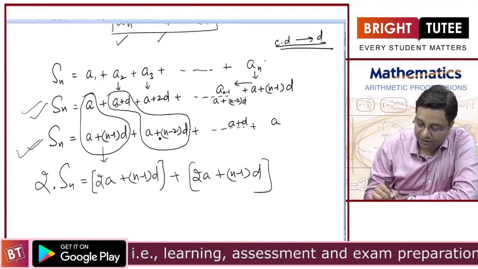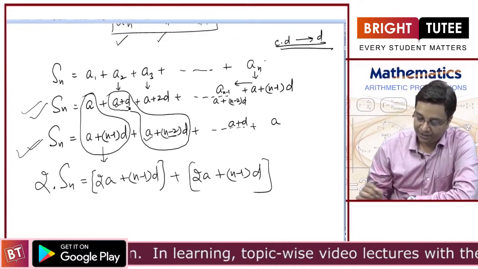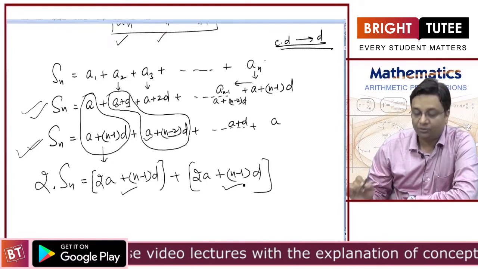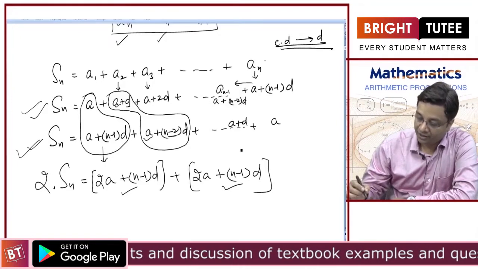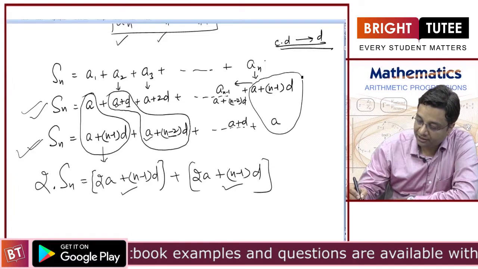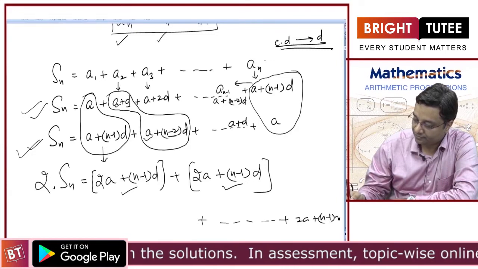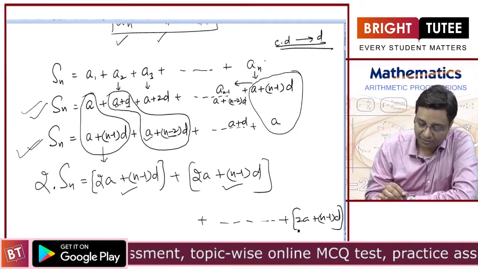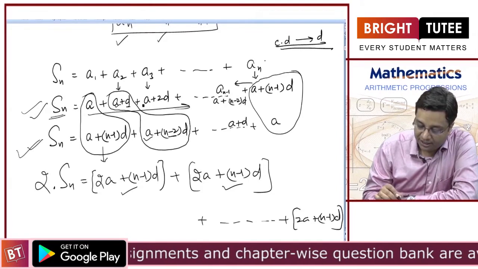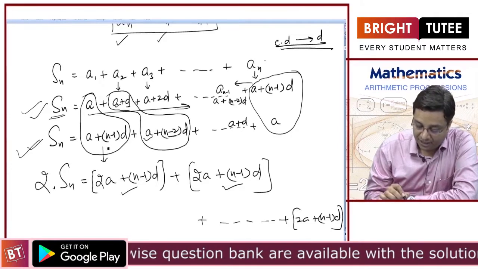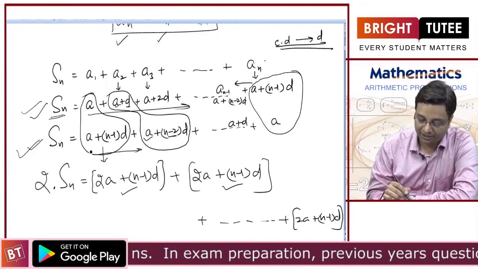You can add these two: a plus a will become 2a, and (n minus 2)d and 1d will become (n minus 1)d, right? So this again gives me 2a plus (n minus 1) into d. And this will happen for each and every corresponding term. For the last term, you can see it will again give you 2a plus (n minus 1) into d, right? Because when you go towards the right in the first expression, a d is added to each and every term, and in this expression, when you move towards the right, a d is subtracted from each term, right?